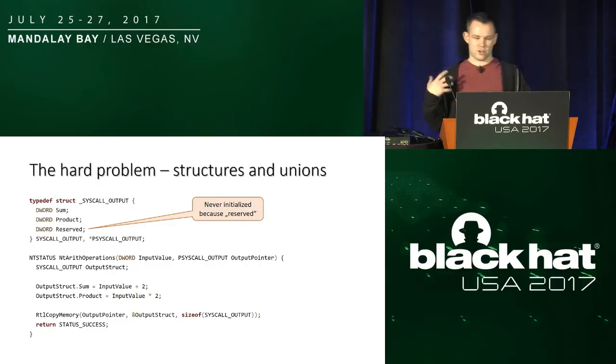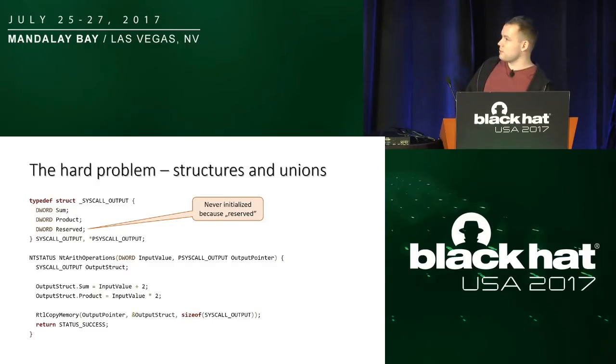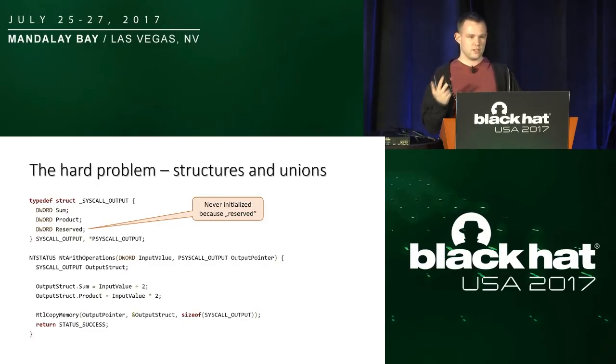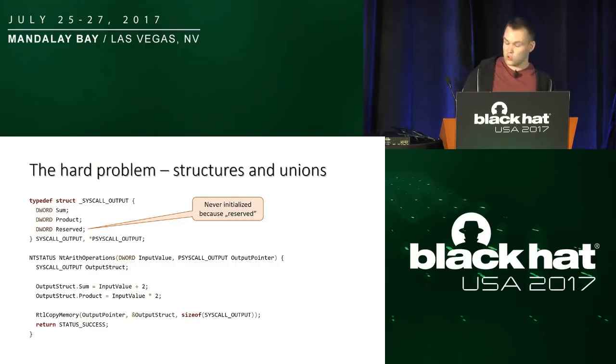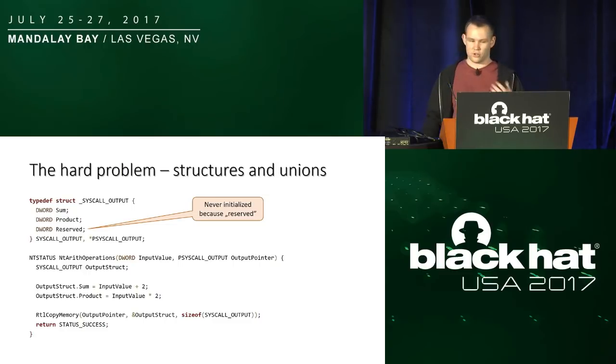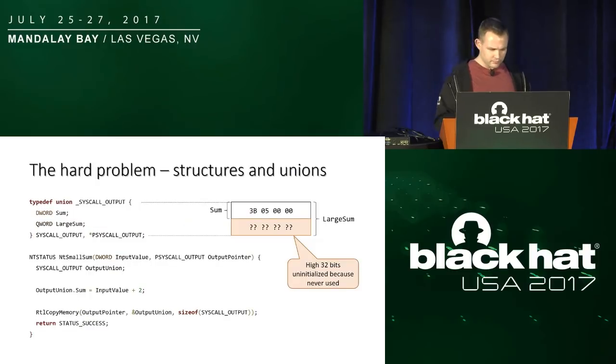First of all, we have structures and unions, which are used in C and C++. Here in this example, we have a structure which has 3 fields which are being used to output some memory to user mode. Two of the fields in this structure are initialized because they are used by the system call, but the third one is reserved, so it's not initialized, kind of by design. But still, it's allocated on the kernel's stack, and it's still output back to user mode. So it's leaking some data within that field.